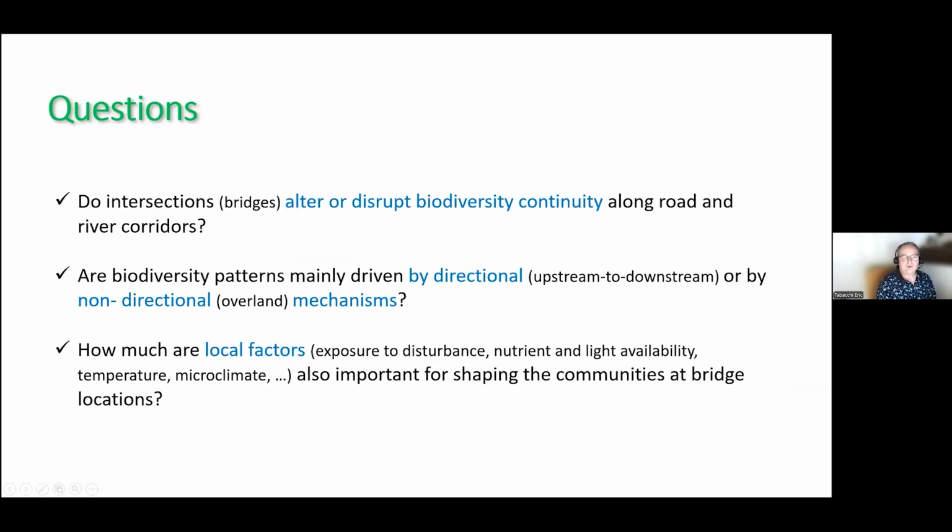The questions were the following. The first question, do intersections alter or disrupt biodiversity continuity along road and river corridors? Second question, are biodiversity patterns mainly driven by directional or by non-directional mechanisms? And lastly, how much are local factors also important for shaping the communities at bridge locations?